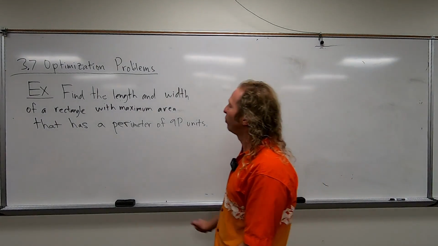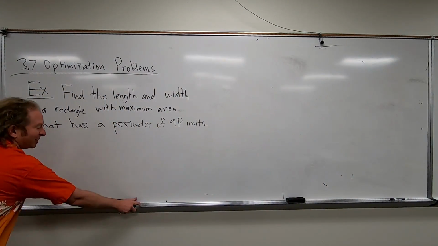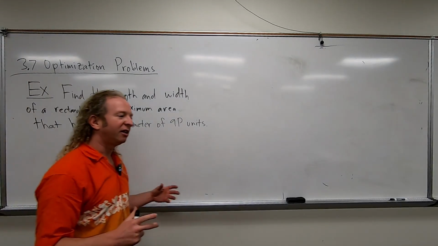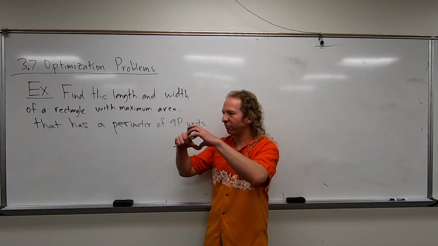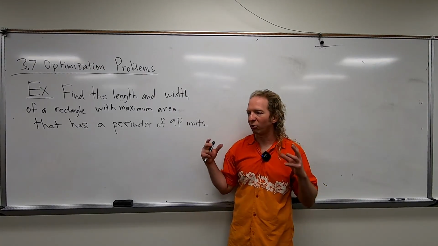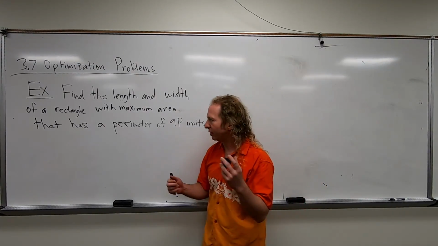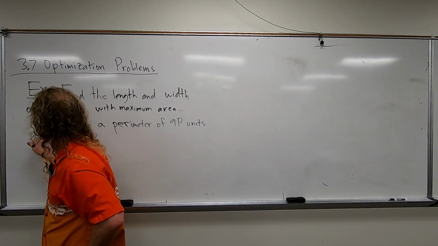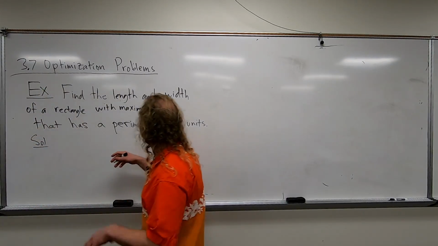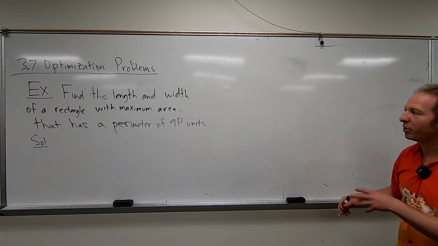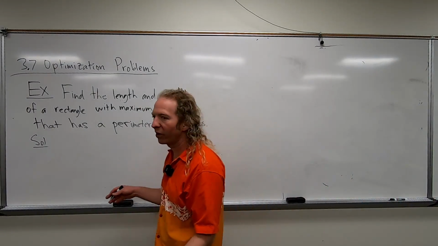So find the length and width of a rectangle with maximum area that has a perimeter of 9p units. So basically, you're given a fixed amount of perimeter, and you're trying to find the biggest possible rectangle. So let's go through it. The question is to find the length and width. So, solution. We're trying to make the rectangle as big as possible. So before we do anything, maybe we should draw a picture of a rectangle.